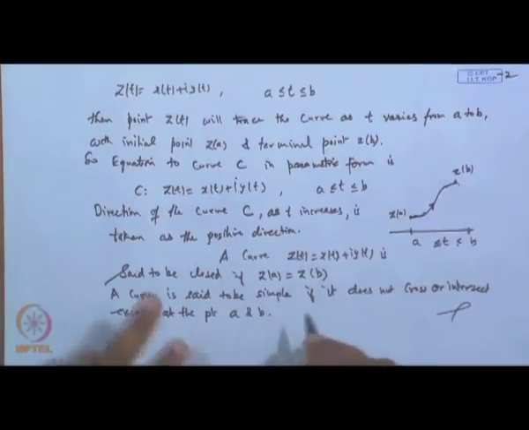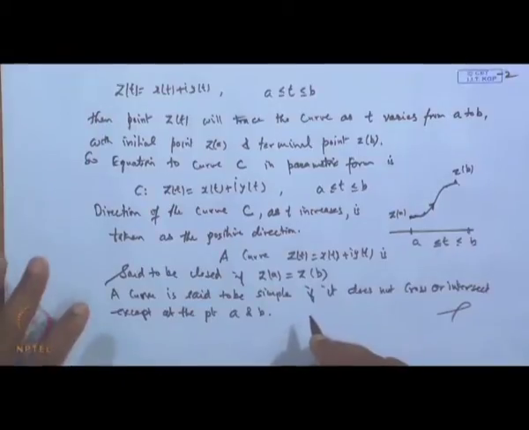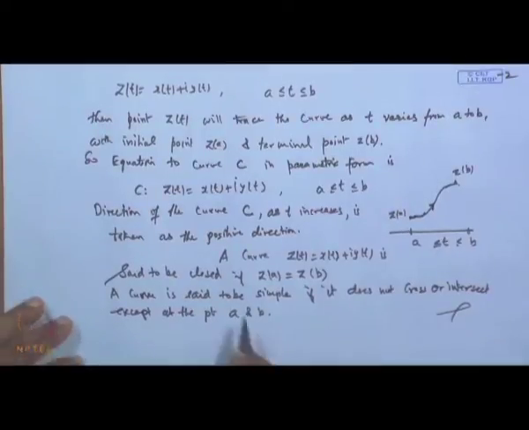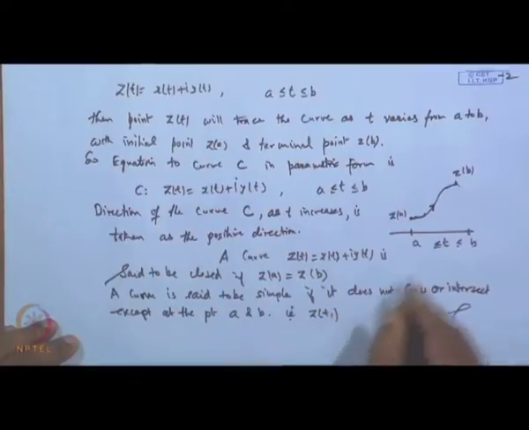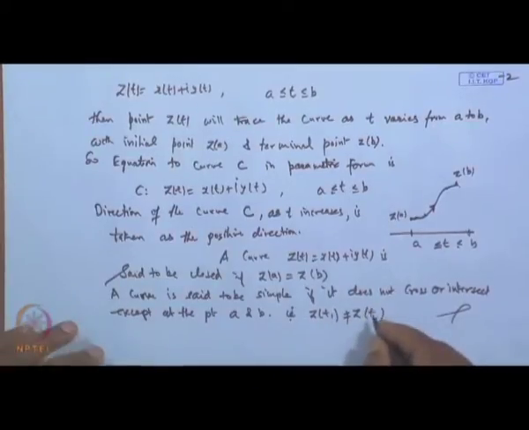It is a simple closed curve. In that case, we will say simple closed curve. The meaning of this is that if t1 and t2 are two different points in the interval [a, b], then z(t1) and z(t2) will give different points on the curve, where t1 differs from t2.